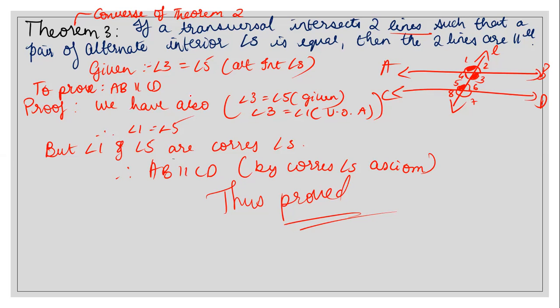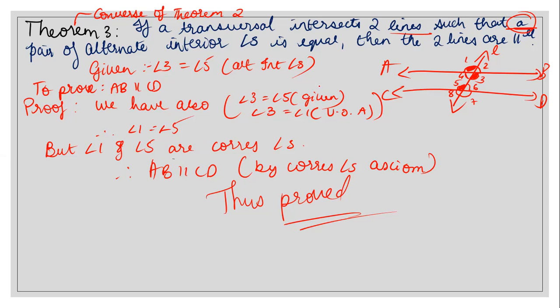Now look here, you might have a question: why didn't I prove that angle 4 is equal to angle 6? Why did I just prove only angle 3 is equal to angle 5? And why did I just prove that angle 1 is equal to angle 5? And why couldn't I have proved that angle 2 is equal to angle 6 as well? Because in the statement they say that if a transversal intersects two lines such that a pair of, only a pair, not each pair of. So I only need to prove that a pair of alternate interior angles are equal, right?